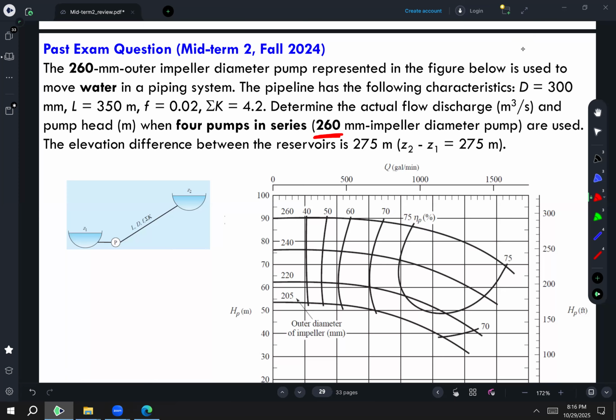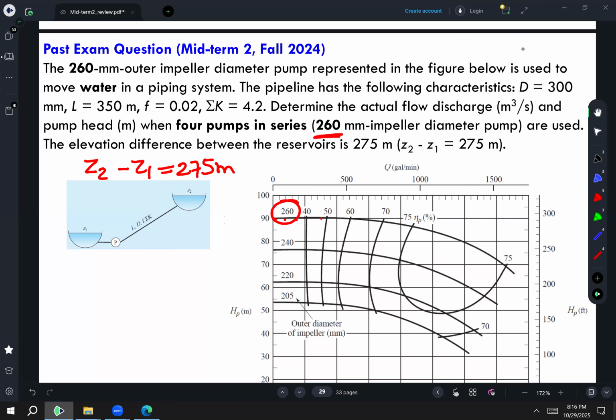Okay, so from here, zeta 2 minus zeta 1 is equal to 275 meters. And the problem is asking us that we have to use the 260 millimeter impeller. So we have to use that pump curve. So the pump curve we should be using is this one.